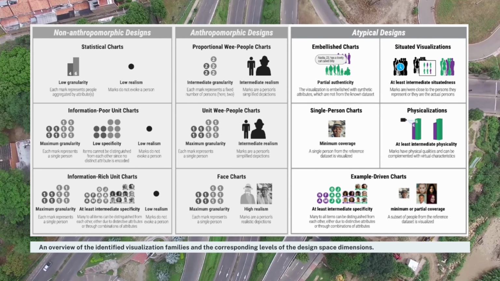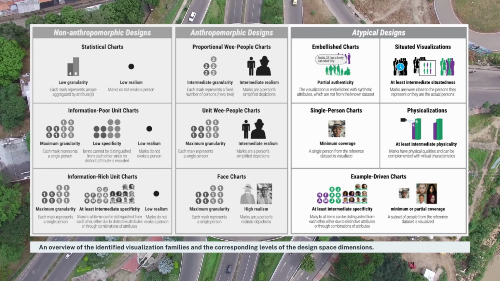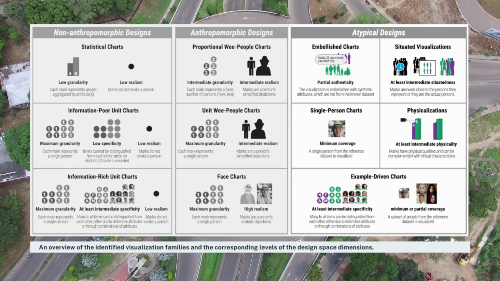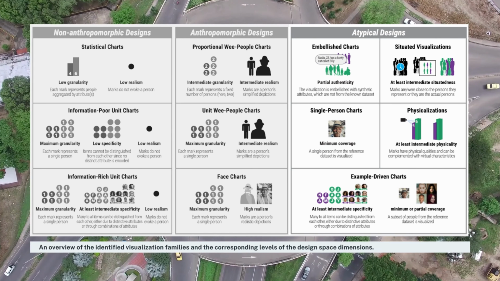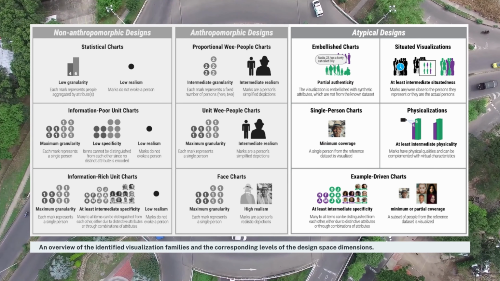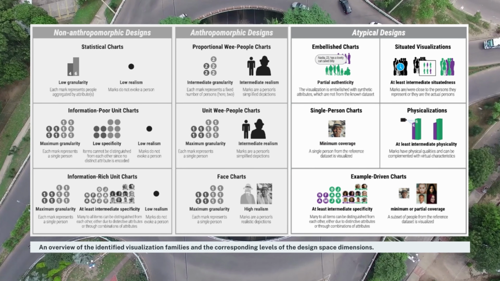And atypical design, composed of embellished charts, which are visualizations with partial authenticity, mixing the real data with some synthetic data to make it more engaging, usually anthropomorphic. Situated visualizations that bear a spatial proximity relationship with the people they represent. Single-person charts. Physicalizations, that are visualizations in which the marks are embodied in physical objects as opposed to shown on flat displays. And example-driven charts, which convey a message about a population through one or a few individuals.